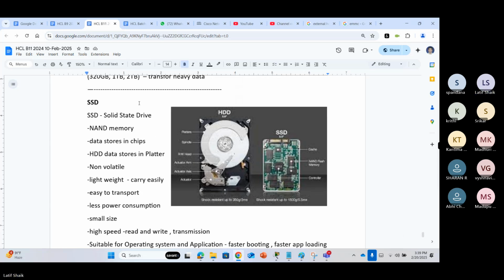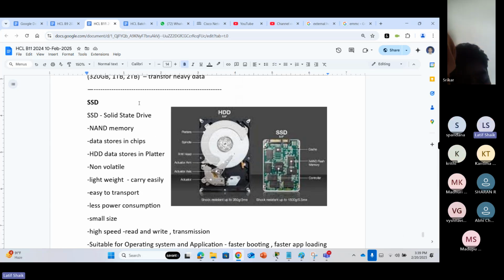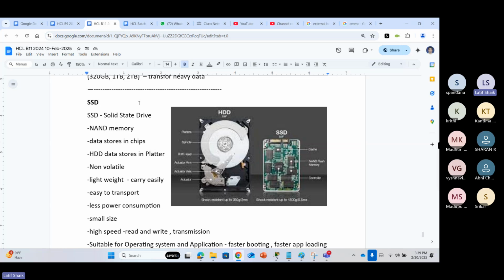Platter, read and write heads, permanent magnet, spindle motor to rotate the platter. Understand up to here? Yes, sir. Very good. Next is SSD.